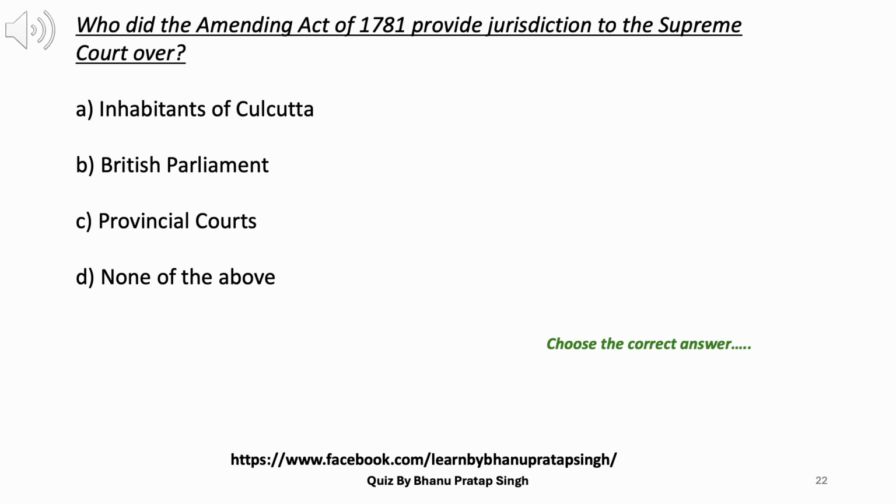22. Who did the Amending Act of 1781 provide jurisdiction to the Supreme Court over? A. Inhabitants of Calcutta. B. British Parliament. C. Provincial courts. D. None of the above. Answer A. Inhabitants of Calcutta.